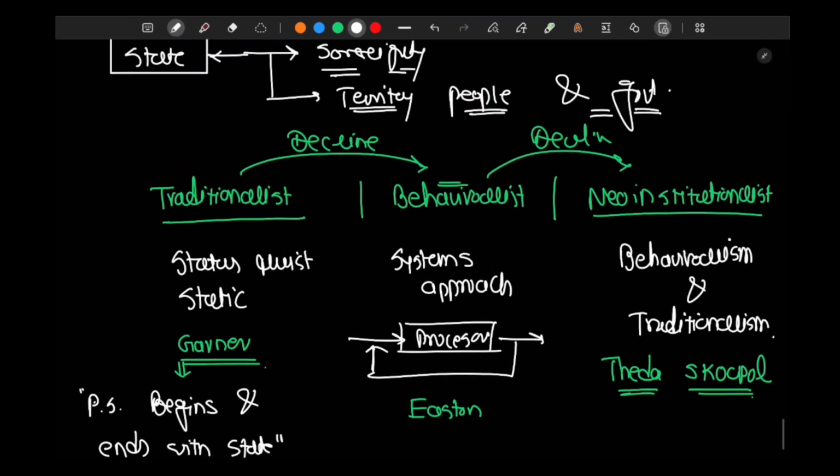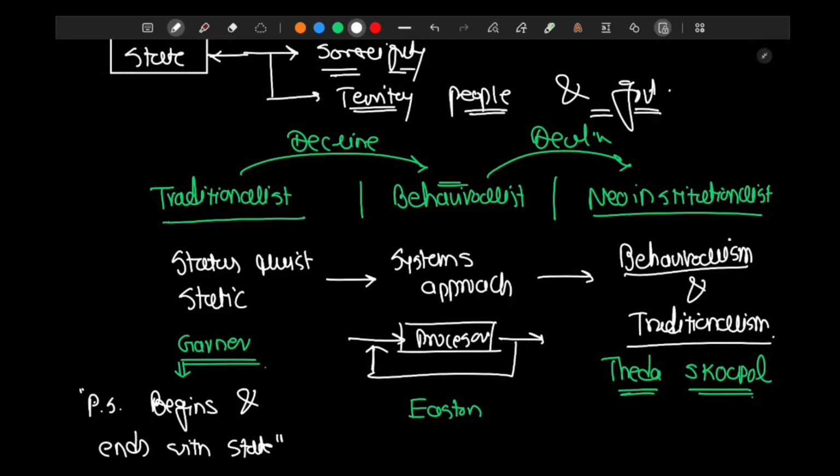So traditionalist, behavioralist, and neo-institutionalist: that is how state as a concept evolved within political science, and how we compare state with respect to different political approaches. Traditionalists see state as status quo, static. A behavioralist sees state as a processor, as a machine, and neo-institutionalists see state from the behavioral and traditional approach both at the same time. We understood what neo-institutionalism is. It is double boundedness.